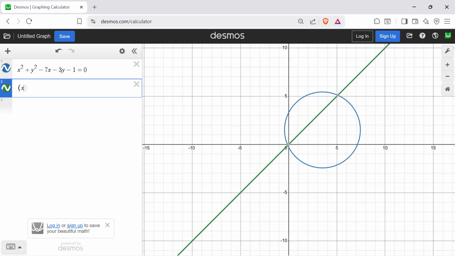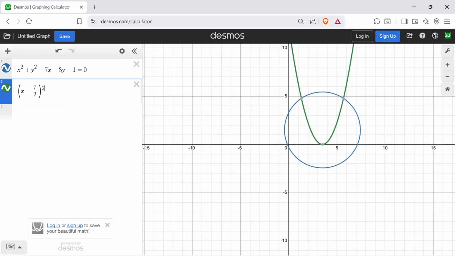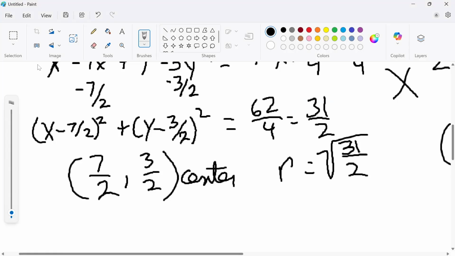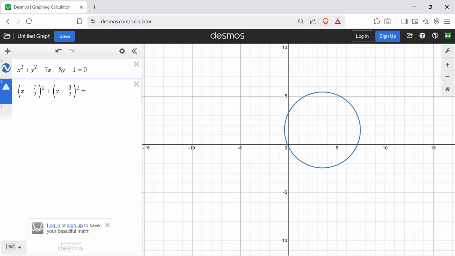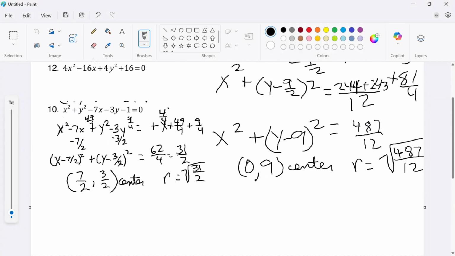x minus 7 halves squared plus y minus 3 halves squared equals 31 halves. Okay, see, notice it's the same equation. They're both the same. So I've successfully done it. All right, one more here.